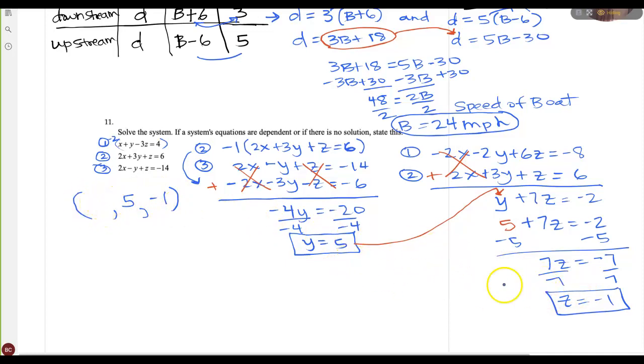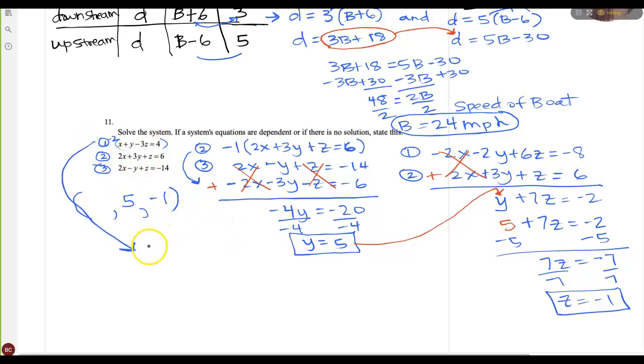How can I use these two things to help me find x? What can I do there now? Substitute y and z in the equation. Yeah, like which equation? Does it matter which equation I use? No. So I'm going to choose the easiest one. And that first one looks like the easiest one to me. So that's the one I'm going to choose to use, right? So that's what I'm going to do here.